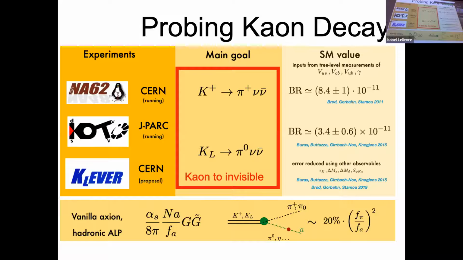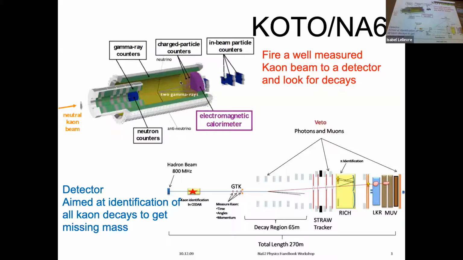And then they want to build a bigger version of NA62, and now they have a clever name for it. I like to call this cleaver, but I think it's pronounced clever. That's how they pronounce it. I'm not on that experiment, but you can ask about that.